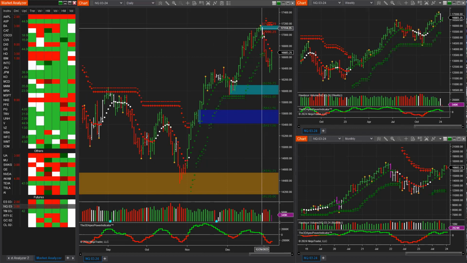So watch for this pullback to start giving you buying strength. If this buying volume starts to continue and build, I would expect it to break out and continue back up again.